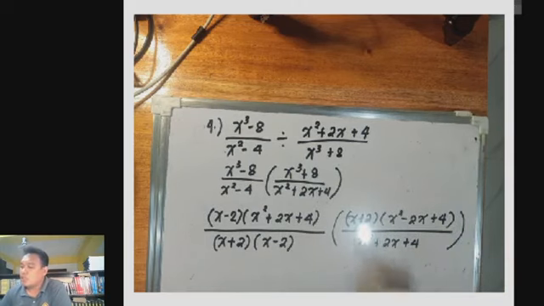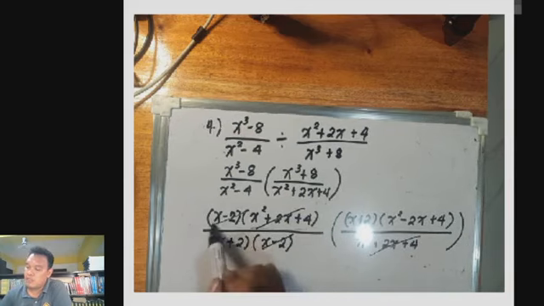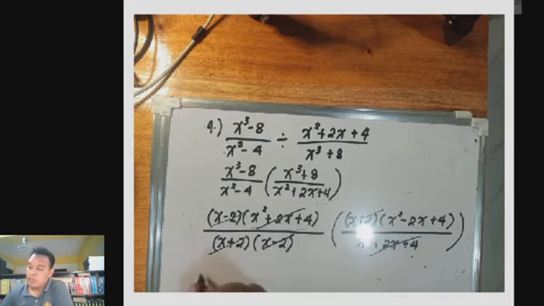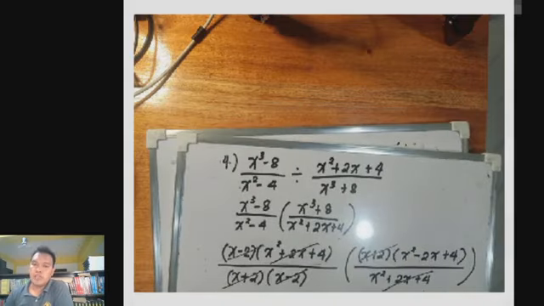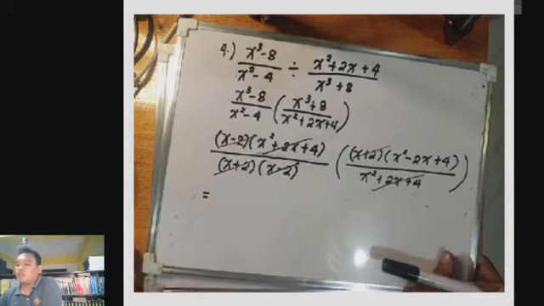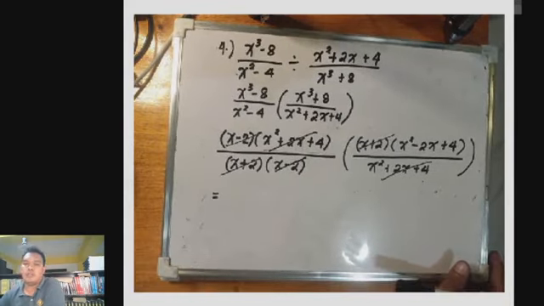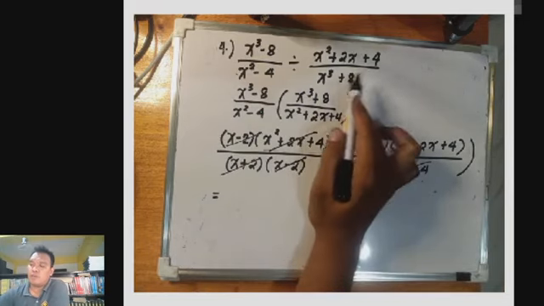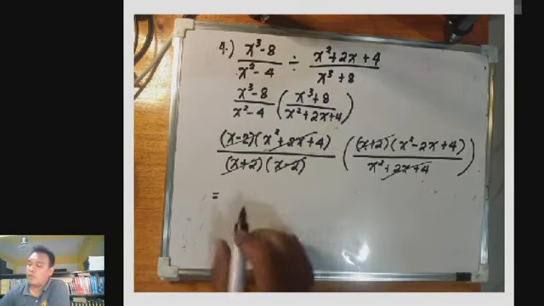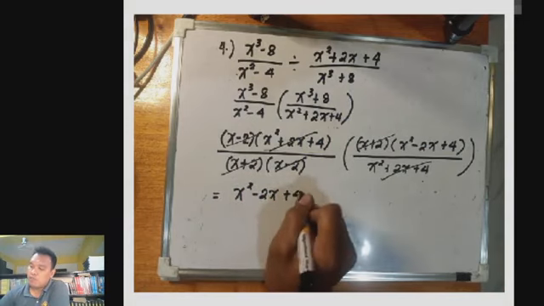Okay, so lalabas, this term is the same as this term, so we could cancel this. Then ito, x minus 2 and x minus 2, we could cancel this. Then x plus 2 and x plus 2, we could cancel this. So lalabas, the simplified rational expression of x cubed minus 8 all over x squared minus 4 divided by x squared plus 2x plus 4 all over x cubed plus 8 will be x squared minus 2x plus 4.